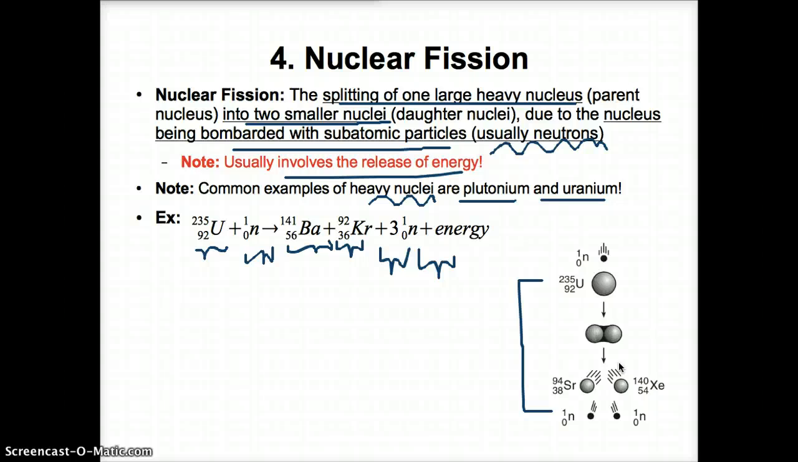Okay, and you also have, in addition to this, the release of two neutrons in the products. Now, Sr-94 and Xe-140 are lighter because the masses 94 and 140 are less than the original 235 of the heavier nucleus U-235. All right, so that's fission in a nutshell.